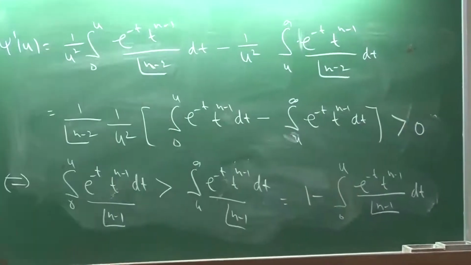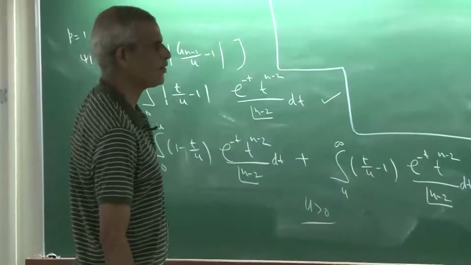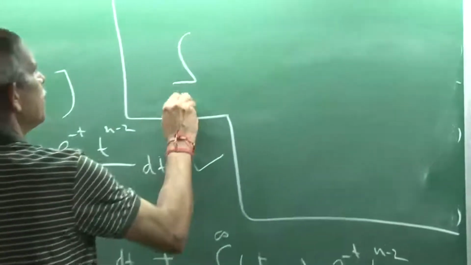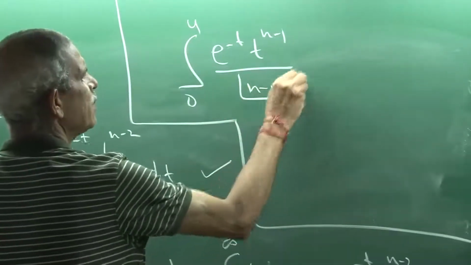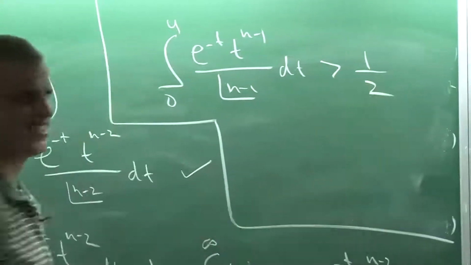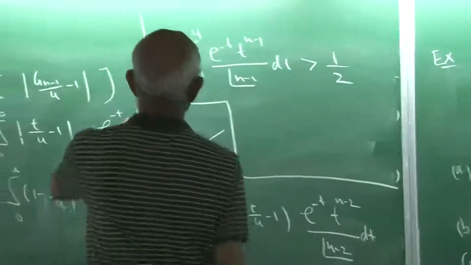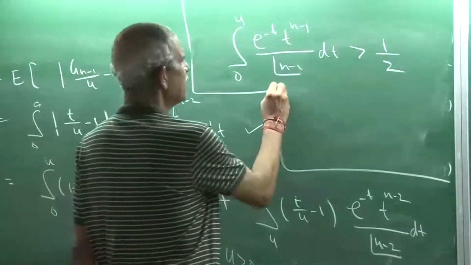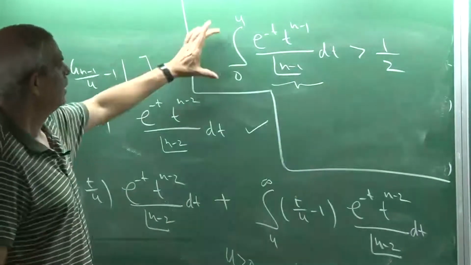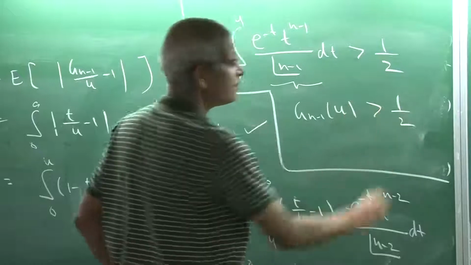So what does that mean? So let me write down this. Use this space here. So that means 0 to u e to power minus t, t to power n minus 1 by factorial n minus 1 dt is greater than half. So it is increasing if 0 to u is greater than half. So let me call this as a density of gamma n minus 1. So that means this is G n minus 1 of u is greater than half.